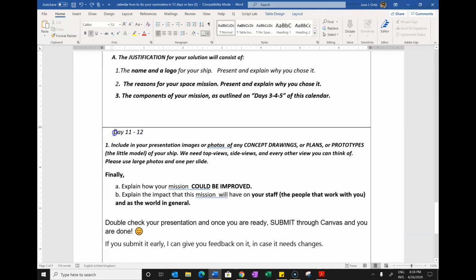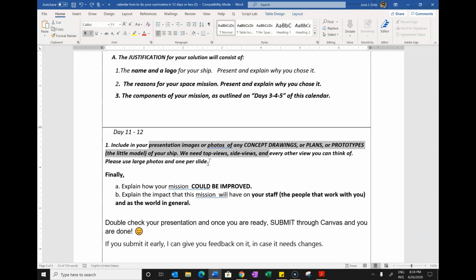Then for the next batch of days, include in your presentation images or photos of any concept drawings, plans, prototypes, the little model of your ship. We need top views, side views, and every other view you can think of. Use large photos. Yes, please, please do not submit tiny photos, like 5 tiny photos per slide.